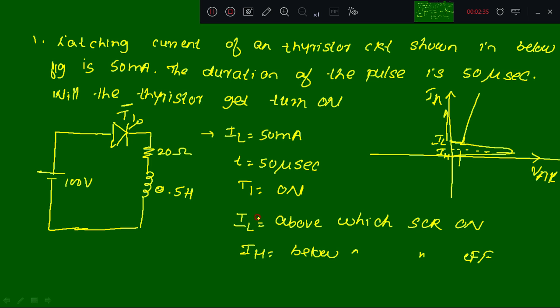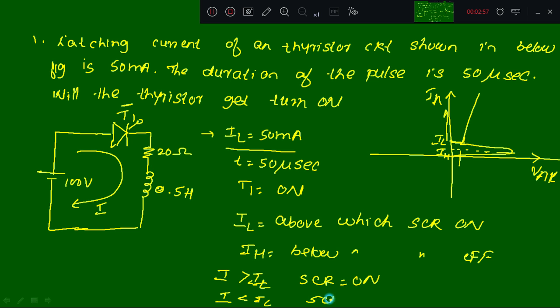So if we calculate the current flowing in the circuit, and it is more than the latching current, then the SCR or thyristor is on. If the current flowing in the circuit, this current, is less than the latching current, then the thyristor SCR is off. So we'll now calculate this current in the circuit.